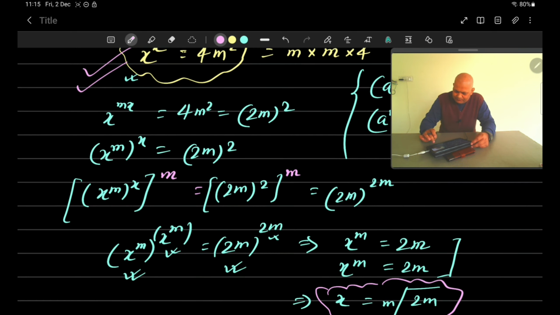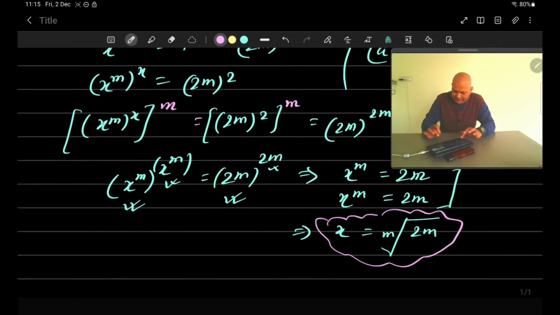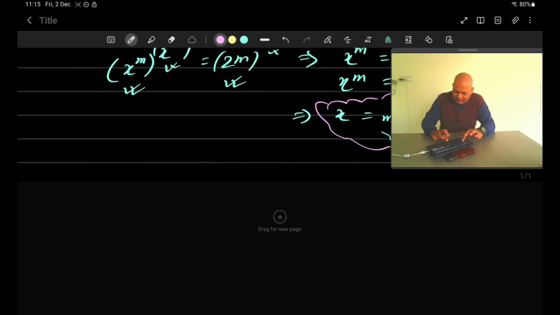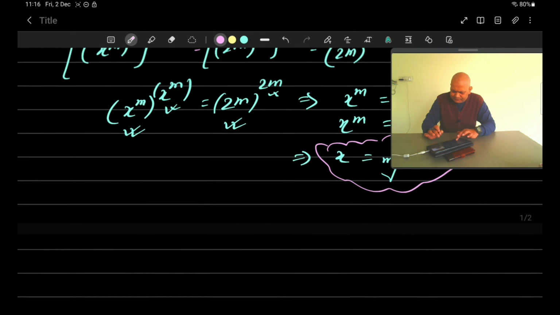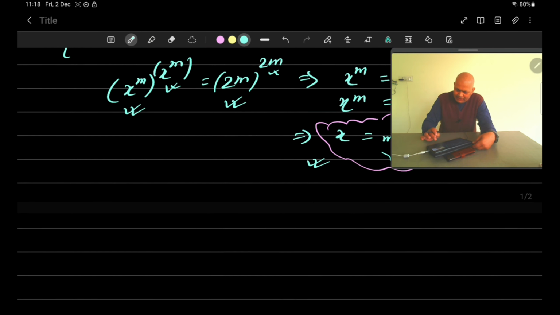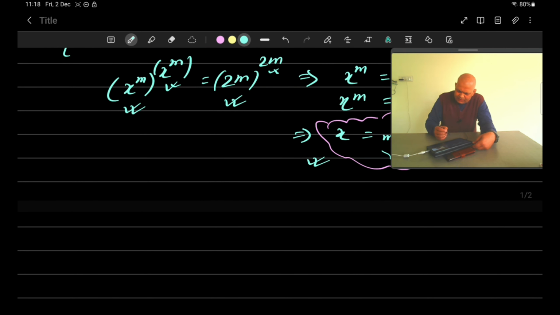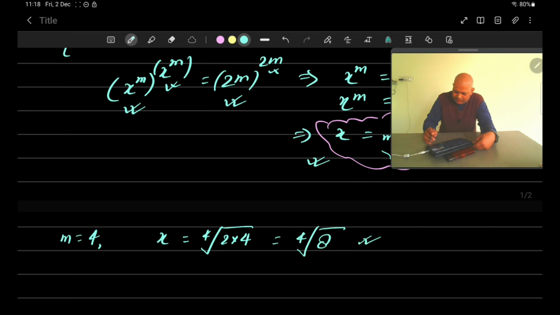Okay, now this is not the end. You have to stay with me just only 2 minutes now. Okay, now we are going to put the value of m, that is 4. The answer will become x equals 4th root of 2 times 4, and that will become 4th root of 8. Okay, this will be the answer.